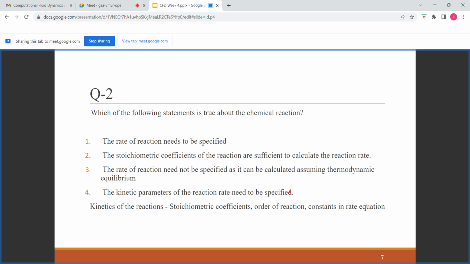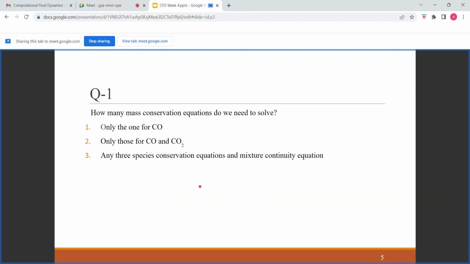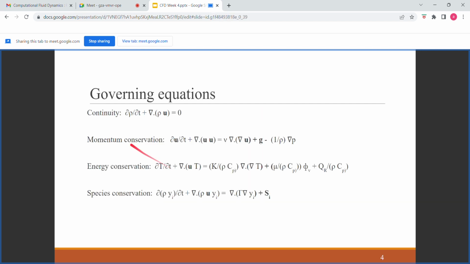So this covers everything. One alone is not sufficient. Basically, stoichiometric coefficients, order of reaction, constants in the rate equation, everything needs to be known to calculate the system. So which of the following statements is true about the chemical reaction? It is that kinetic parameters of the reaction rate need to be specified. When we look at the governing equation, we'll see this one more time.